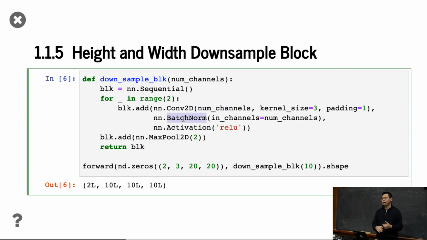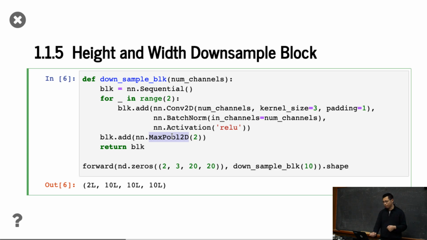And as we had in ResNet before, we add in batch norm here. And after batch norm, we do a ReLU. This is the typical block we have in ResNet. Then we add in 2 such blocks to do feature extraction. And then lastly, we do max pooling with stride equal to 2, which means we reduce the height and the width by half. Okay, so this is a downsample block.